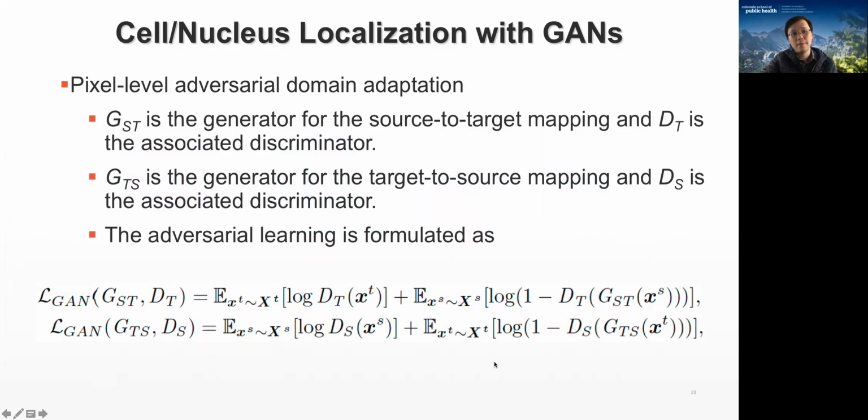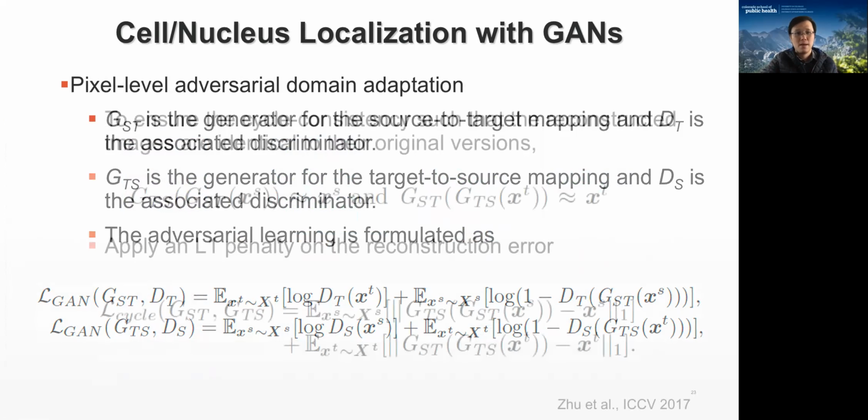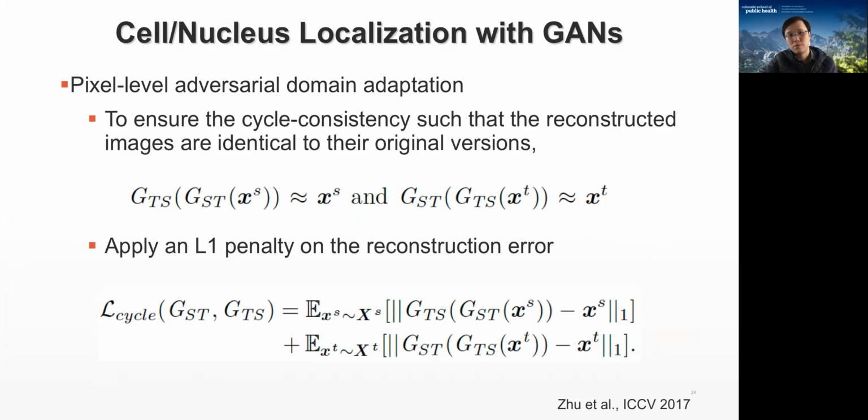And on the other hand, we also learn another pair of generator and discriminator for the target to source mapping as well, using this function. This is the basic idea for the GAN loss. And in addition, to ensure that the reconstruction of the images should be identical to the original image data, we apply a cycle consistent loss as well, which means that if we apply an inverse transformation to the transformed source image data, the result should be the same as the original source image.